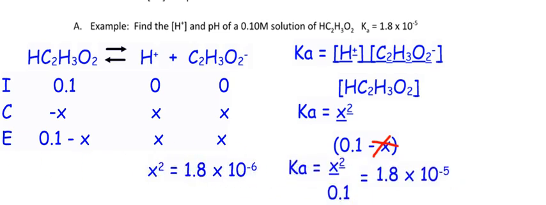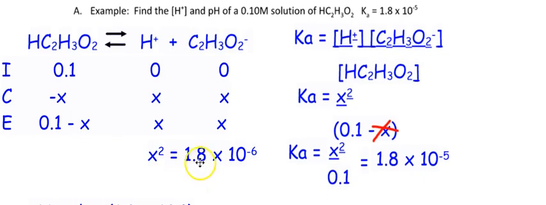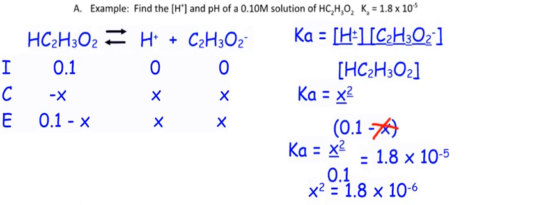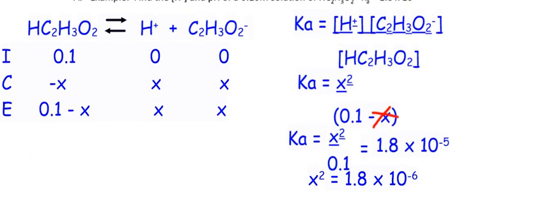There we go. And now we can assume that X squared is equal to 1.8 times 10 to the negative 6. So what is X? Well, go ahead. You take the square root. What is the square root of this? I got 1.3 times 10 to the negative 3, okay? So how does this help me?